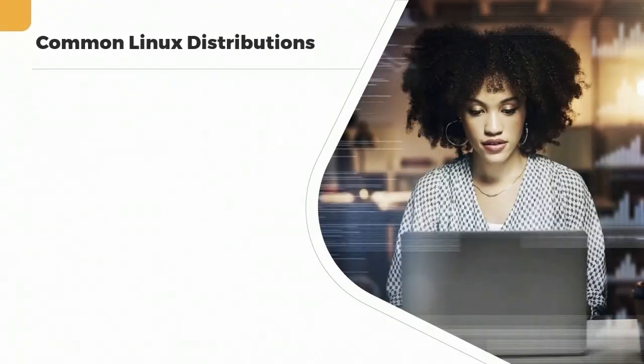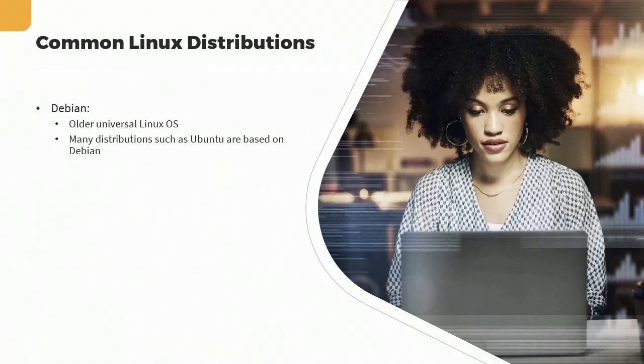So what are some examples of common Linux distributions? Well, first and foremost, one of the first that comes to mind is Debian. Debian is an older Linux operating system, and I say it's universal because many distros since have been based on this. Big ones like Ubuntu, which some people will pronounce Ubuntu. It doesn't really matter, but Ubuntu is based on Debian.